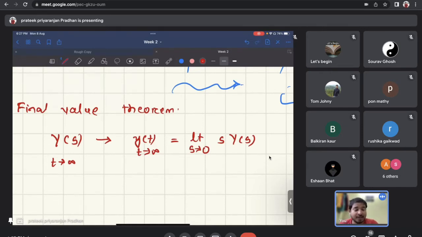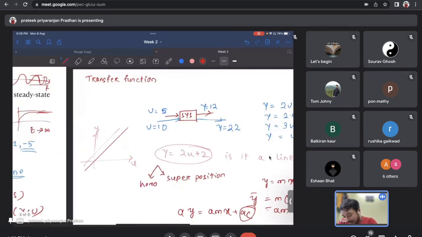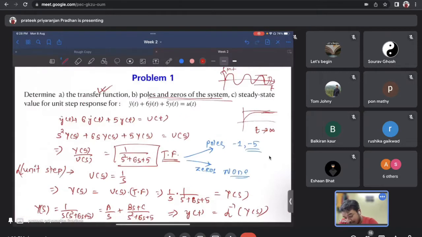But this is a very important theorem, because by this step you will be solving problems which used to take so long. If you don't use the shortcut and use the normal procedure, it will take a hell of a lot of time. But now, let's apply the final value theorem.